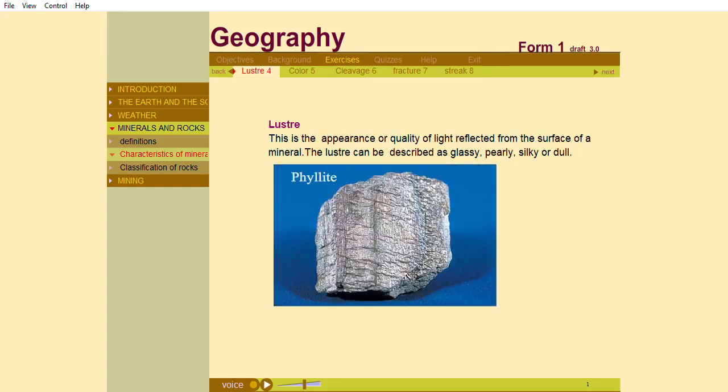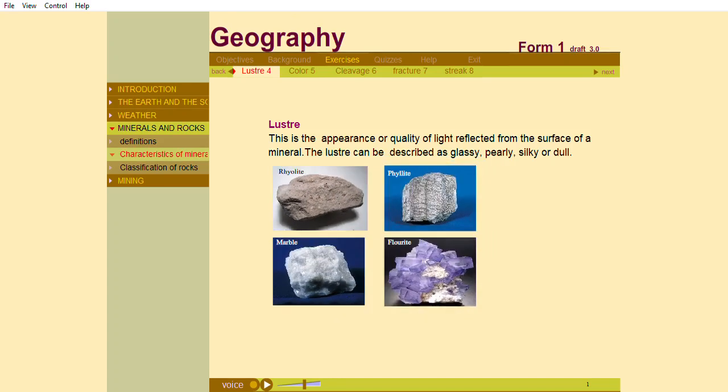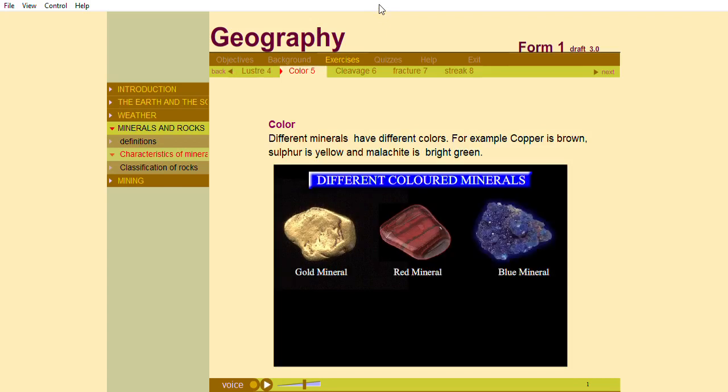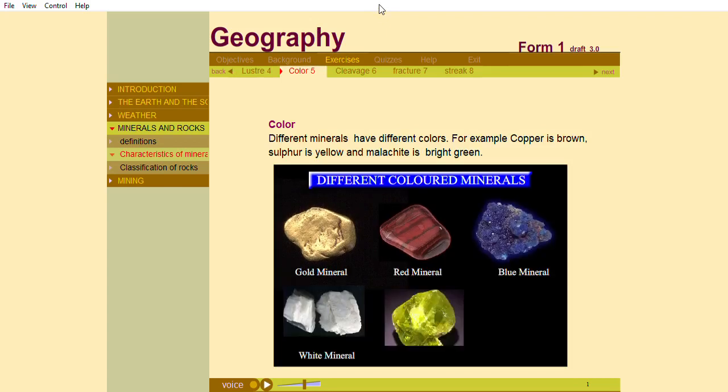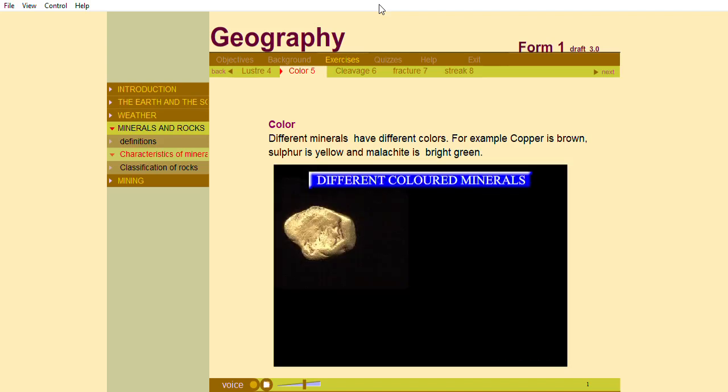Luster. This is the appearance or quality of light reflected from the surface of a mineral. The luster can be described as glassy, pearly, silky, or dull. Color. Different minerals have different colors. Copper is brown, sulfur is yellow, and malachite is bright green.